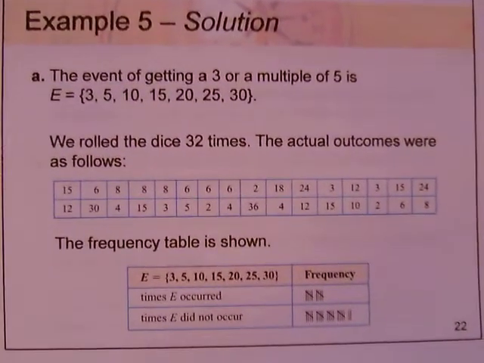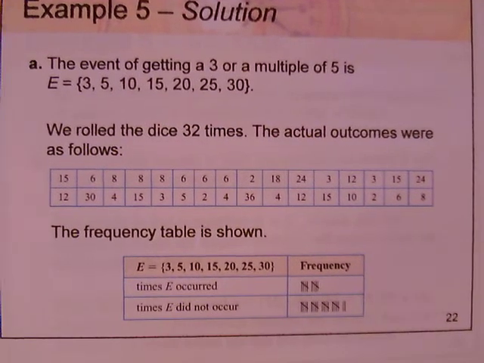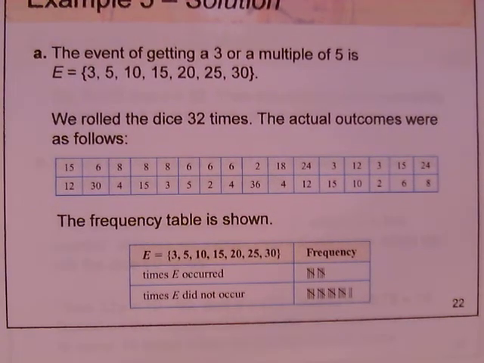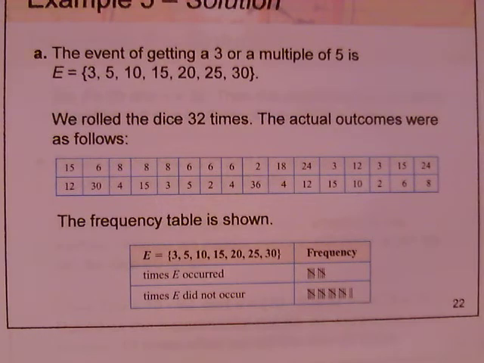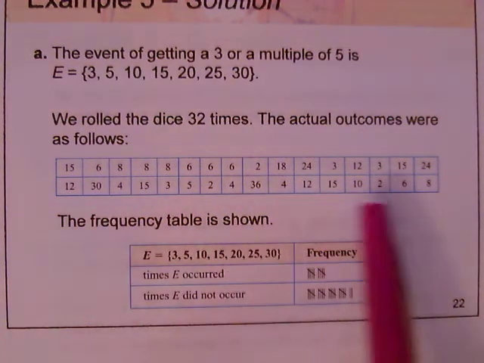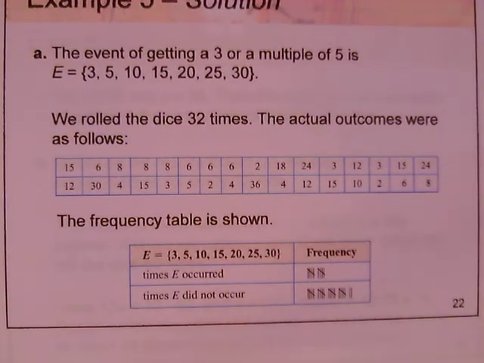So here is our solution for part A. The event of getting a 3 or a multiple of 5 is going to be this: 3, 5, 10, 15, 20, 25, and 30. Okay? So those represent multiples of 3 and multiples of 5. Here we're going to roll the dice 32 times, and these are the actual outcomes in this particular table, as you see.